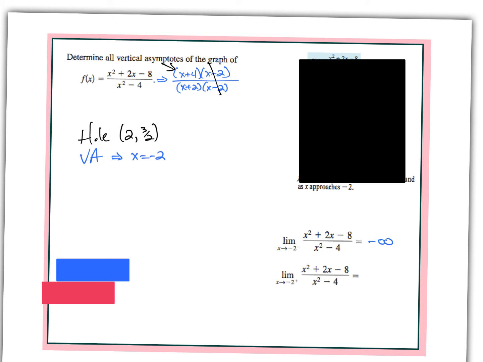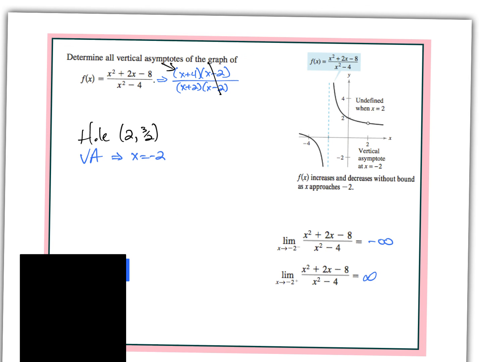And then I have -2 from the right, so a little bit more positive than -2. So I get a positive over a really small positive, which makes it positive infinity. And so my little graph should look like this. It goes down to negative infinity from the left, goes up to positive infinity. I got this hole. All right, pretty good?